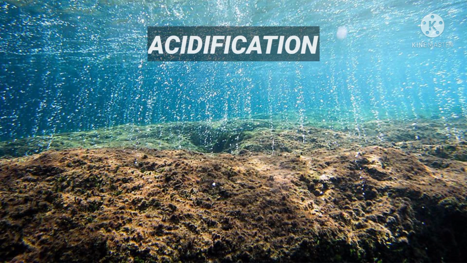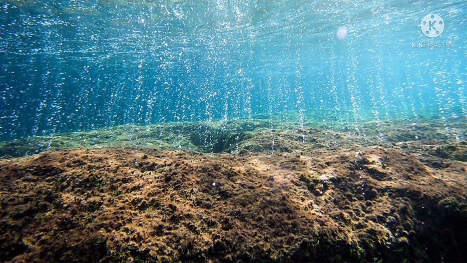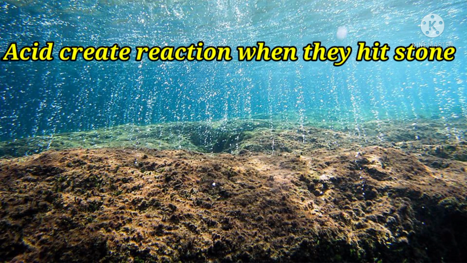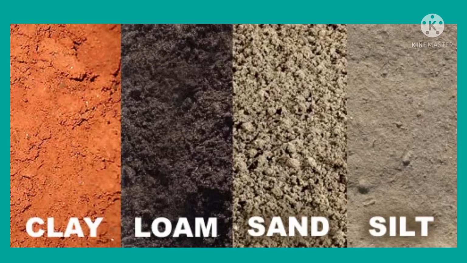Acid rain is water with sulfuric and nitric acids from the burning of coal and fossil fuels, along with a volcano eruption. The acid creates a reaction when they hit stone, causing the surface to wear and the composition to soften.